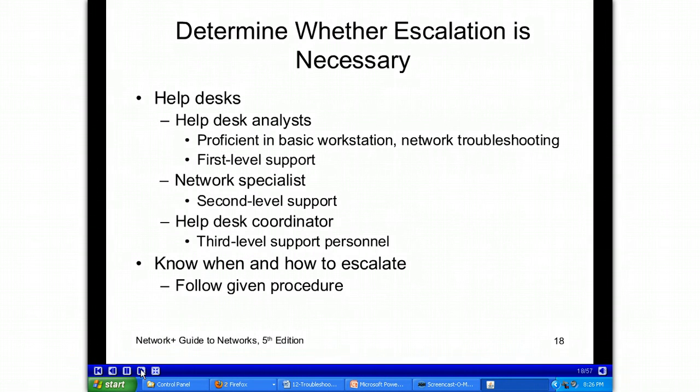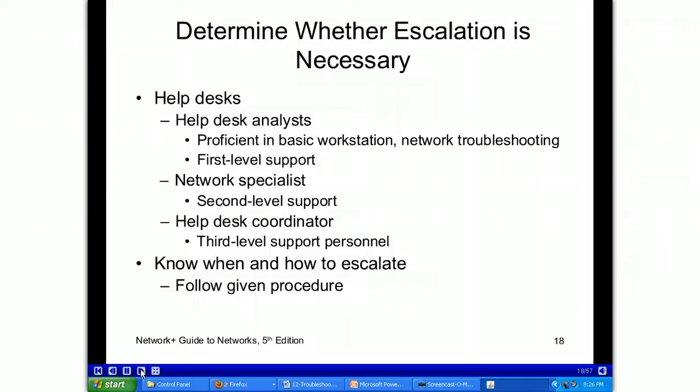Then we get to the fun part, help desk. Determine where escalation is necessary, all right? Help desk analyst: proficient in basic networking, basic workstation troubleshooting, first level support. That's what you're going to do tonight in just a second. Then you've got network specialist. This is second level support. The network specialist takes the information from the help desk and actually goes in the field and fixes stuff. Okay? Whether it be wiring, network protocols, or installing software.